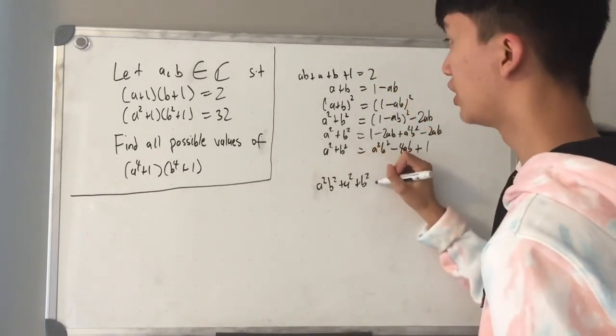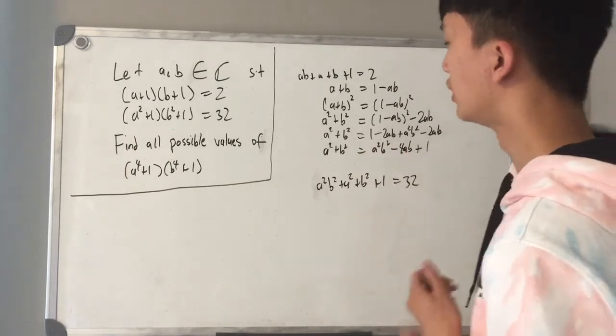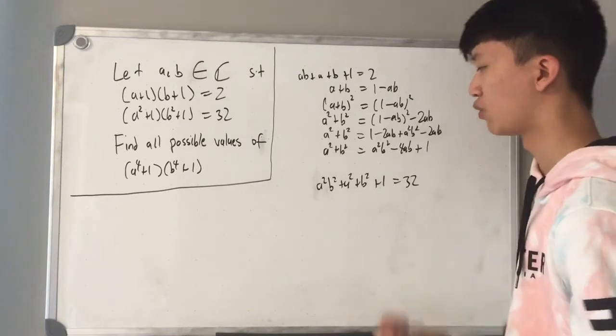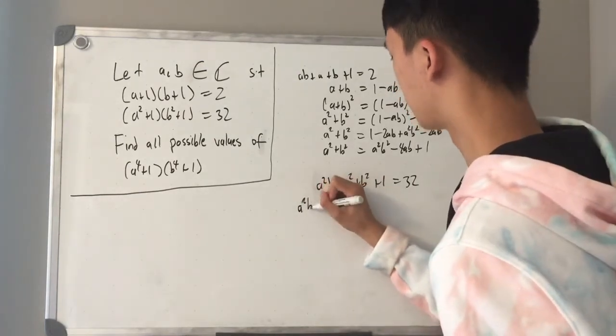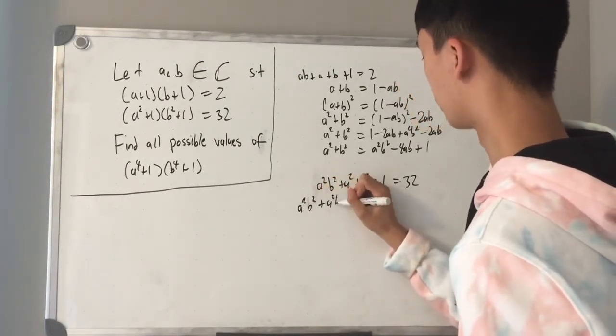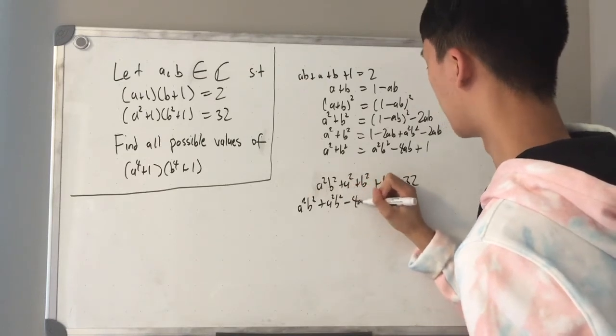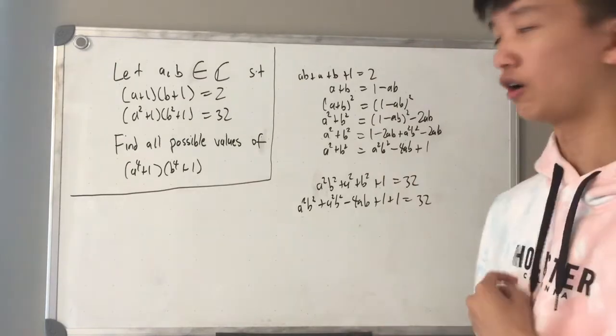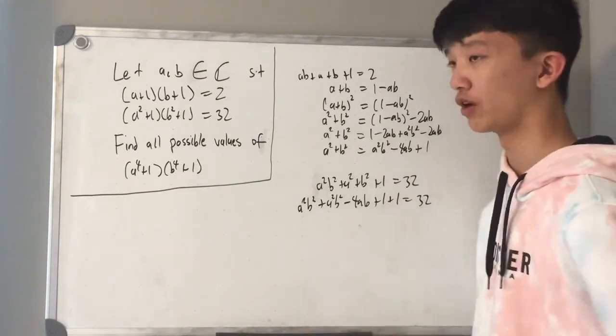Okay, so now looking at the second equation, we then have a squared b squared plus a squared plus b squared plus 1 is equal to 32. Now a squared plus b squared is equal to a squared b squared minus 4ab plus 1. And so we get a squared b squared plus a squared b squared minus 4ab plus 1 is equal to 32.